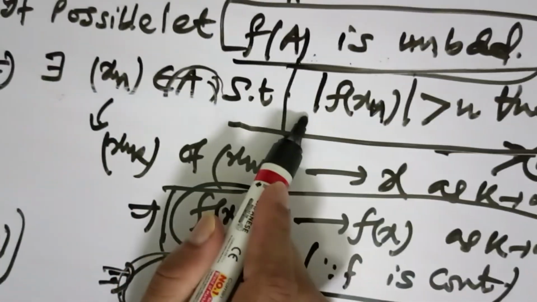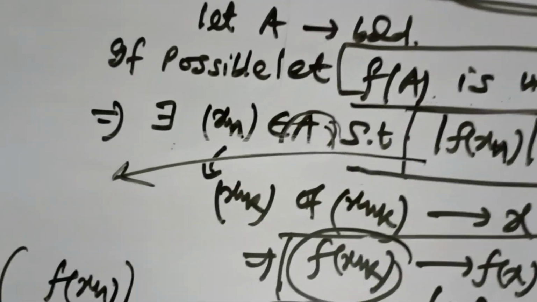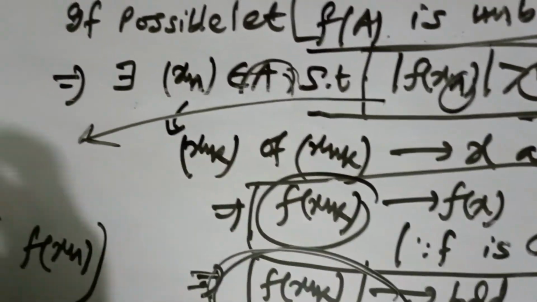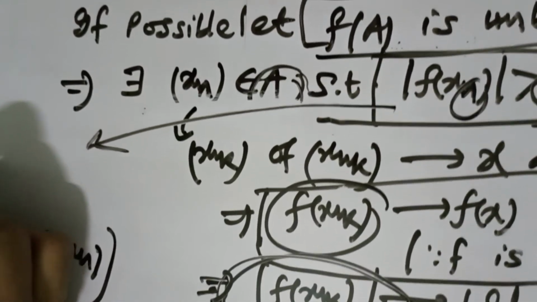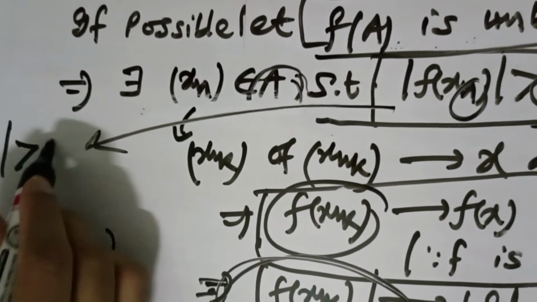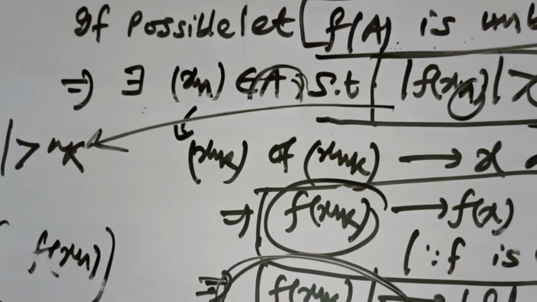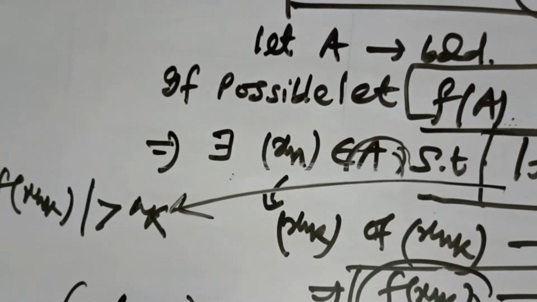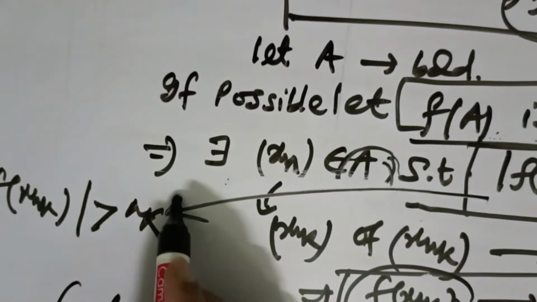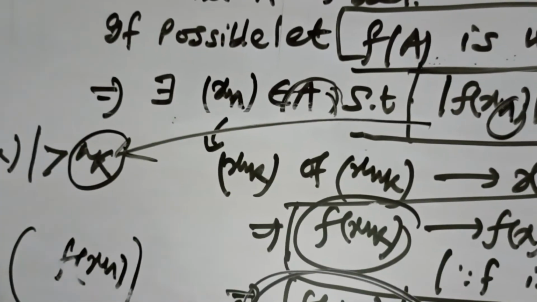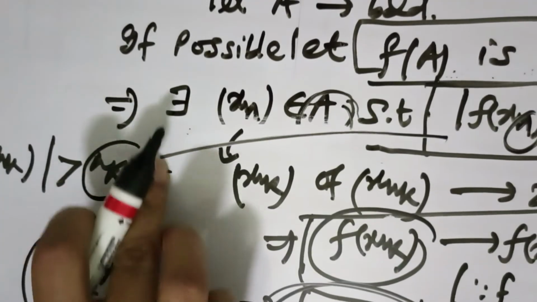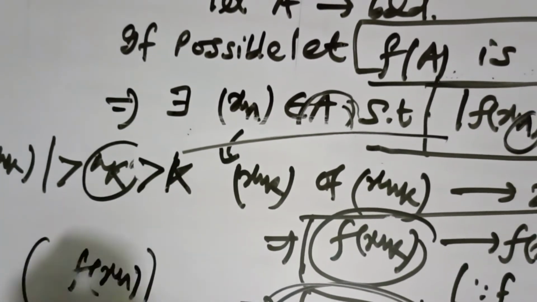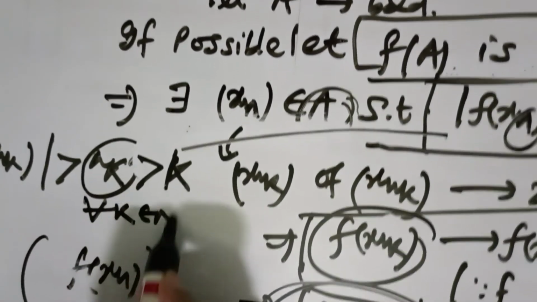From here you can write, in place of n, you place nk. What do you get? You get f of xnk will be greater than nk. But we all know xnk is a subsequence, so nk is still a natural number. So from here you can write nk greater than or equal to k, for k belonging to the natural numbers.